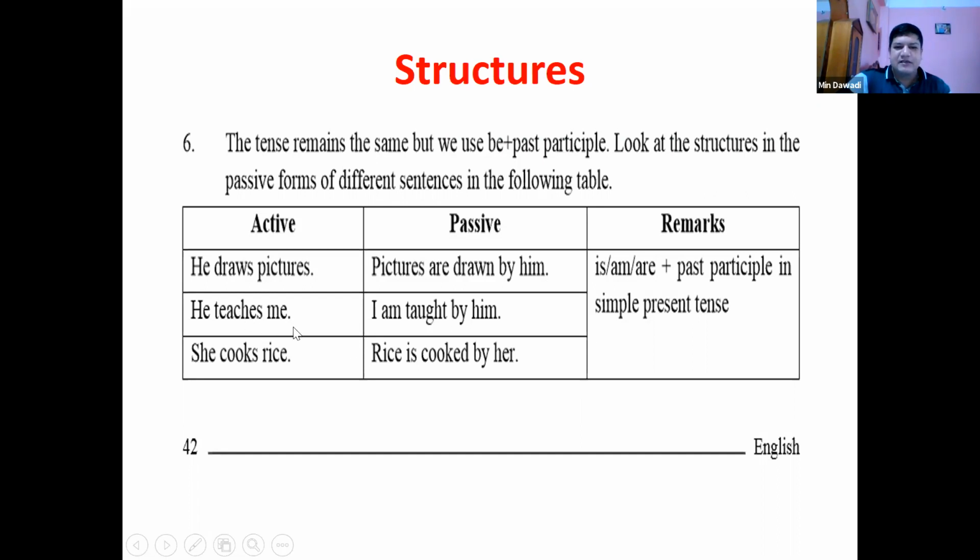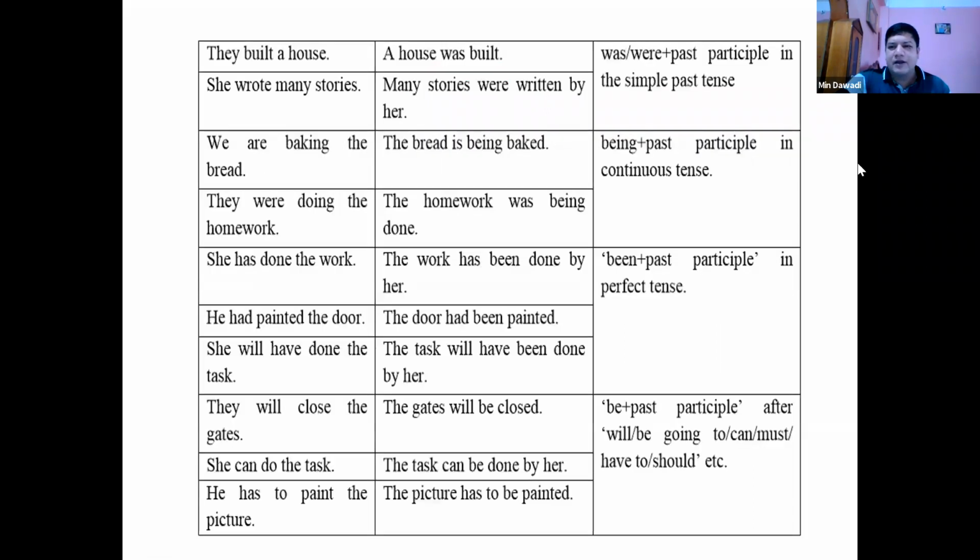He teaches me. I am taught by him. Yes, the structure is what? In simple present tense, we use the be verb, is, am, are, plus past participle, that is verb 3 form, and then the object. Let's say the common structure is object plus is/am/are plus V3, plus by plus subject. Like this we change. You know these things already, I presuppose. Other examples are also attached here.